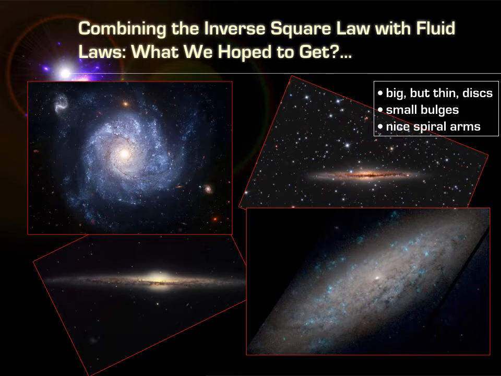When you view them sideways, they're quite thin. Small bulges in the center, where maybe a few percent, 10% at most, of the light is tied up in that spheroid component in the center. And you get these nice grand design spiral arms. That was the hope, what we couldn't get when we just used the inverse square law of gravity. The hope was that when we put in the hydrodynamics that shape the gas, which ultimately is what turns into stars, these are the sorts of galaxies that we would get.